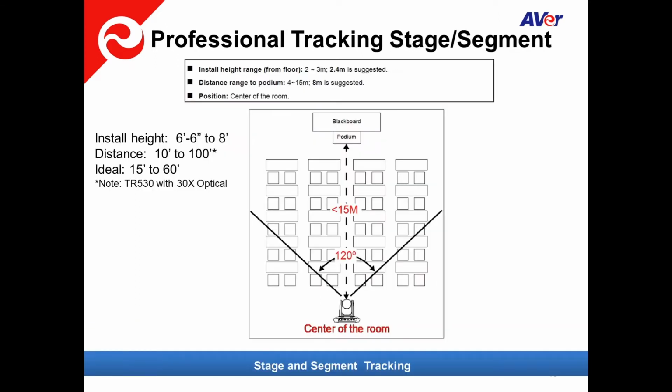Also for stage and segment, the install height is anywhere between 6'6" to 8 feet in the air. That's its sweet spot. And then you could use it anywhere from 10 feet up to 100 feet. Again, depending on the lighting conditions, you may go to wide mode, but again, we're assuming the lighting is not ideal, and perhaps the camera is pushed further back, maybe in the 60 foot range.